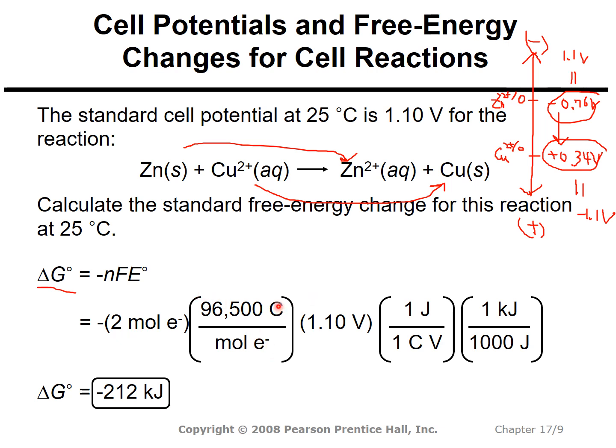Then what is the cell potential? 1.10 volt from the text. Or you can calculate it like that from the standard reduction potential table at 25 Celsius degree. And then unit conversion. So finally we can obtain the value of the Gibbs free energy change from the cell potential.